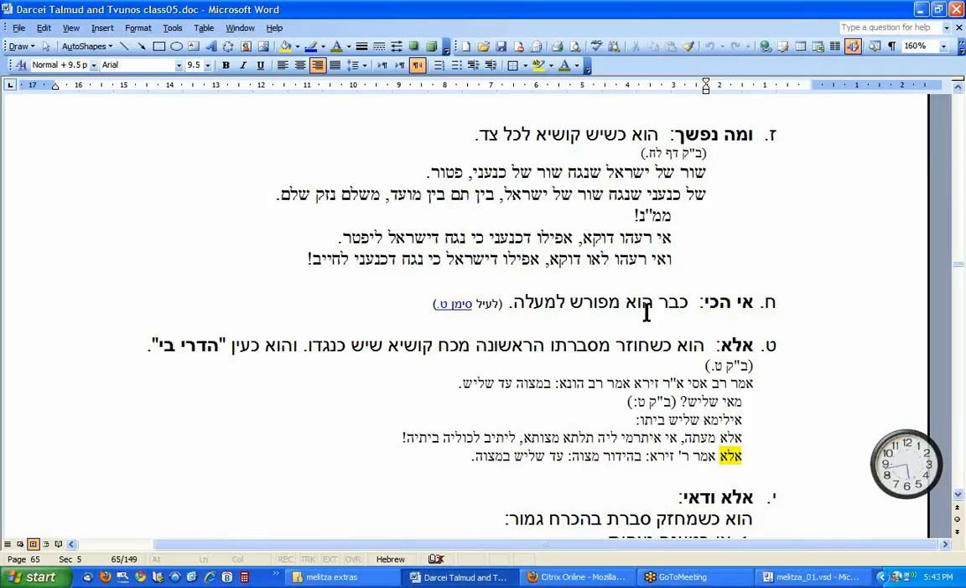Hu kesheyesh kushel kol tzad, when there's a kasha on you from every side. Shor shel Yisrael nagach shor shel Kanani is potter. If a Jewish ox gores a Kanani ox, the Jew damages him, and of course the Jew doesn't have to pay. But the opposite, if the Kanani ox, nagach shor shel Yisrael, ben tam ben muad vishalam nezek shalom. If the Kanani ox gores a Jewish ox, it doesn't matter if it's the first or third time, the Kanani has to pay the Jew full damages.